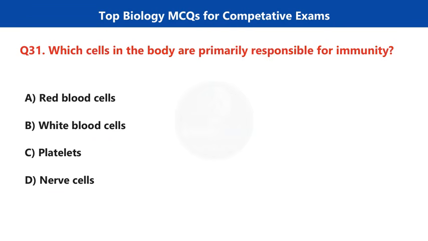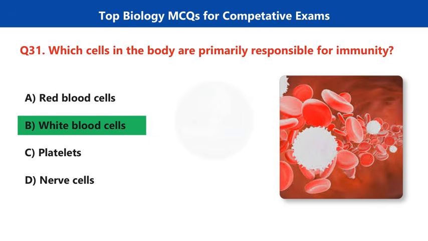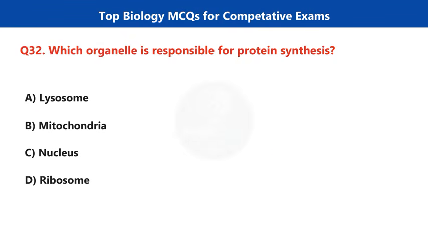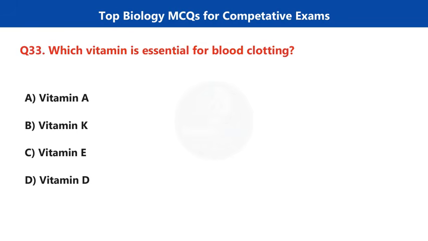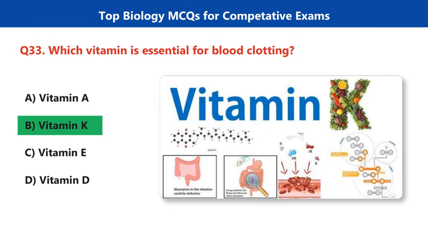Which cells in the body are primarily responsible for immunity? Correct answer, white blood cells. Which organelle is responsible for protein synthesis? Correct answer, ribosome. Which vitamin is essential for blood clotting? Correct answer, vitamin K.